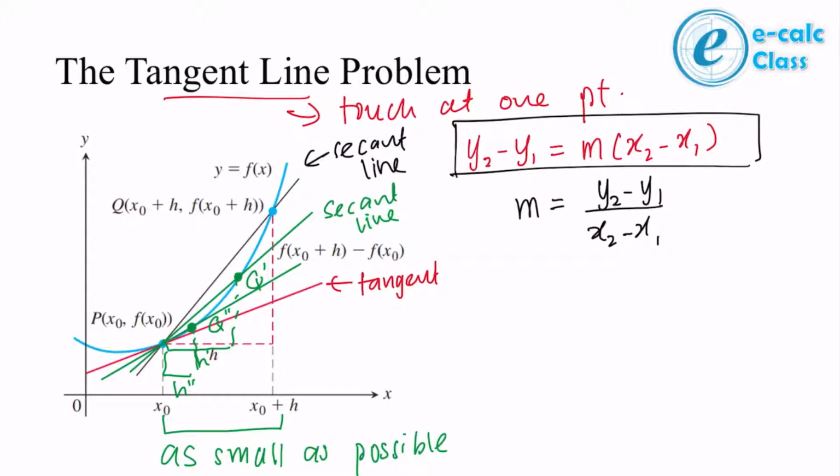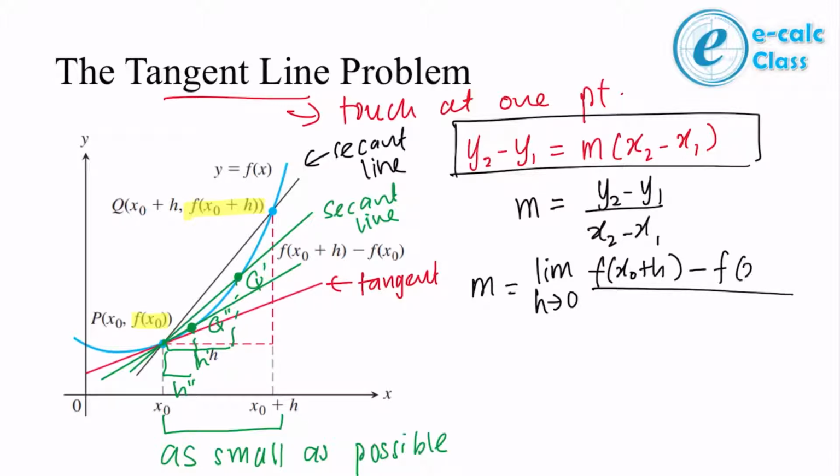We take the limit of, okay, the slope will be the limit of, what is this? h, right? h approaches 0 of, who is our y2? This fellow here, right? f of x0 plus h. Who is our y1? This fellow here, which is minus f of x0.